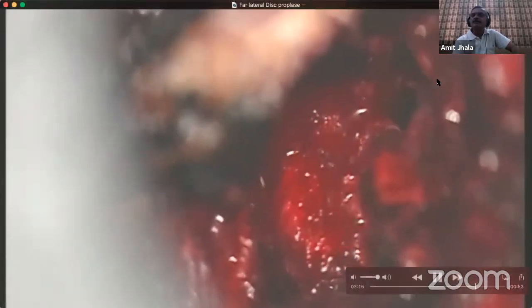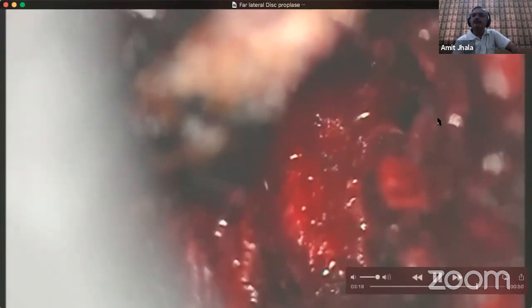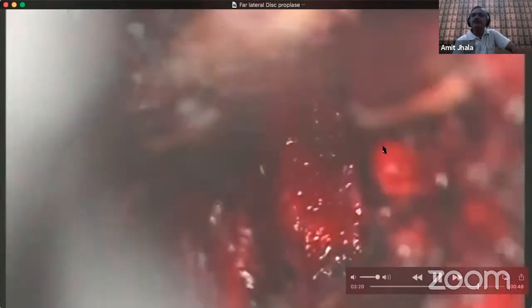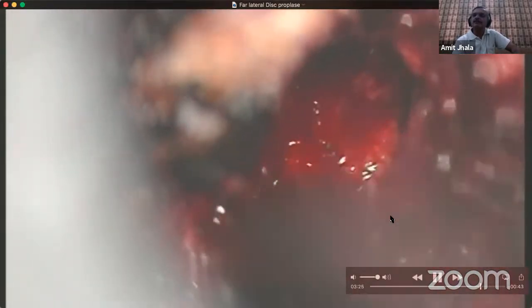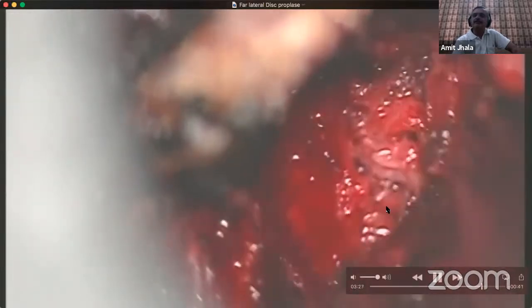you can use an angled instrument to go inside the foramen. You can see that's the root. That is the root which is embedded in the fibrofatty tissue. Yeah. So that is a root. And you can see it's easily retractable now.